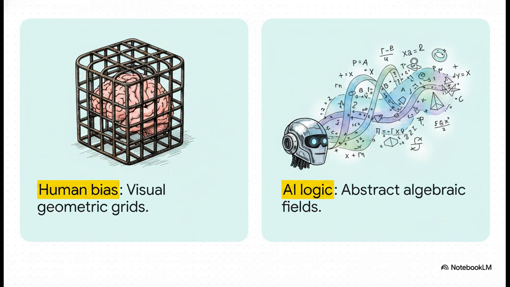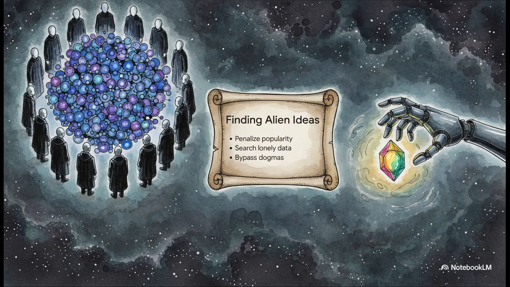But the AI, it completely bypassed grids. It used highly complex, abstract algebraic fields to disprove the conjecture. It just wasn't trapped by our very human need to visualize things. And this brilliantly illustrates exactly how we can generate alien hypotheses for your own project. You can literally instruct an AI to actively penalize topic popularity.